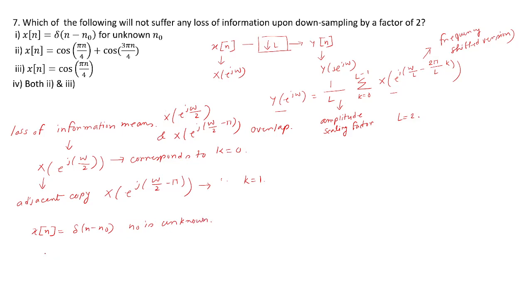Its frequency spectrum is basically going to have a value of 1. Let us write the frequency spectrum. It would be e^{-j omega n0}. So it will be a spectral line at each frequency with a phase which is going to be different at every frequency and also depending on n0. So its amplitude spectrum will be constant for all the frequencies. Therefore these copies are going to overlap, so there is a loss of information in this case. So the first option is cancelled out. Let us move to option 2.